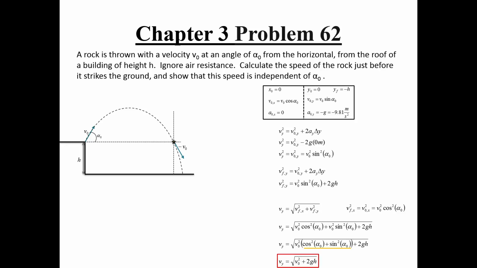This expression is completely independent of the angle we initially launched the rock from. In other words, we could have shot the rock off the building horizontally, angled down, or really just however you felt like it. The horizontal distance would obviously change, but the speed at which it strikes the ground would always be equal to the expression we just derived.